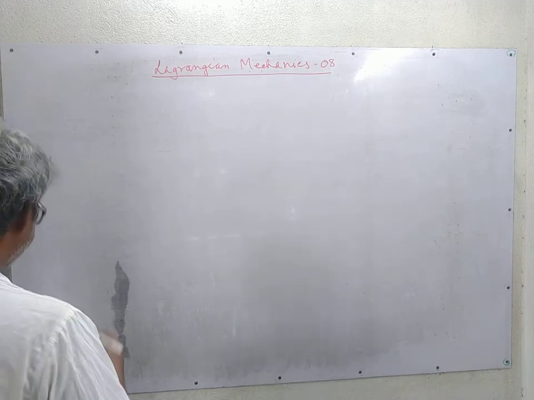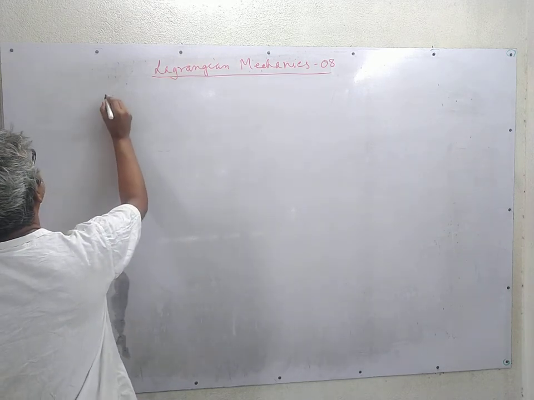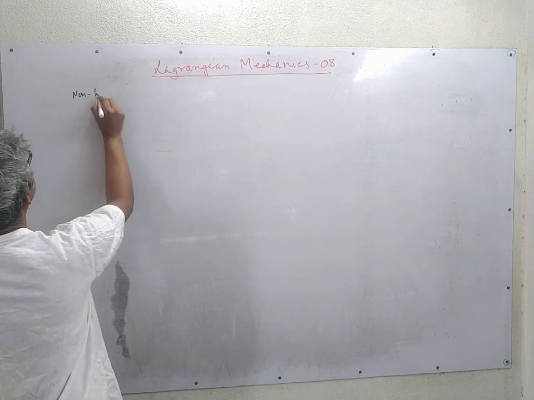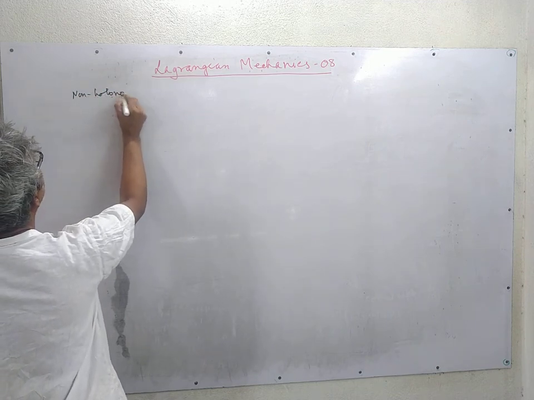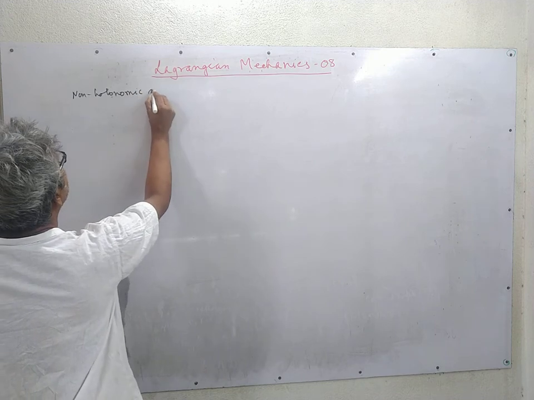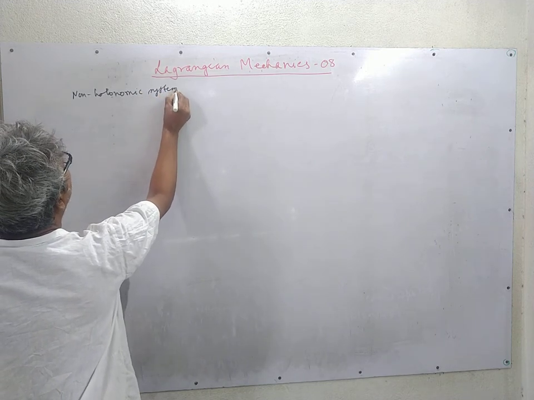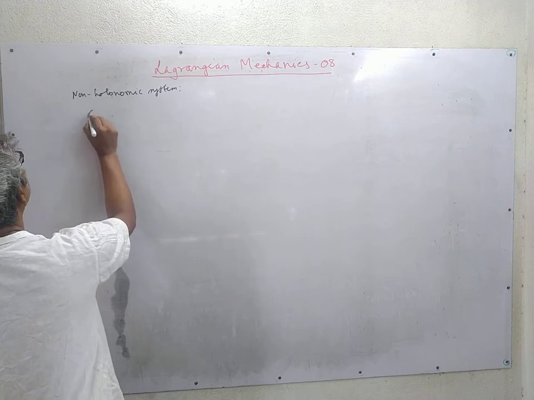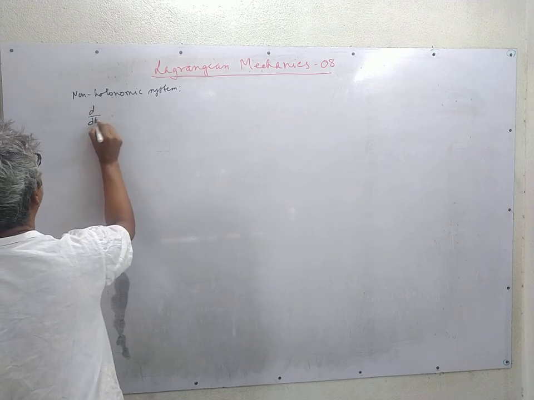This is the 8th lecture on Lagrangian mechanics. In the earlier lecture, we derived the Euler-Lagrange equation for non-holonomic systems, for which the equation of constraint can be written in the form of a Pfaffian but is not integrable.